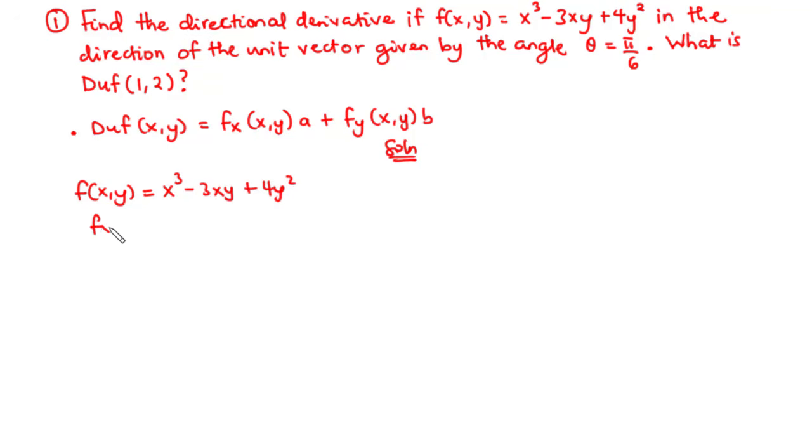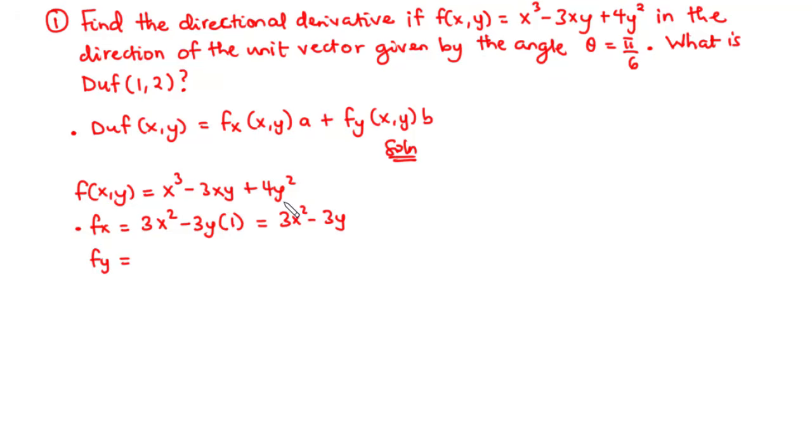Now fx is the partial derivative of the function with respect to x. So we are going to differentiate this function with respect to x, and then we treat y as a constant. So we differentiate x cubed, we have 3x squared, and then we have negative 3y as constant. We differentiate x, we have 1, and then here we differentiate 4y squared, and then we have 0. So this basically is equal to 3x squared minus 3y. So that is for fx.